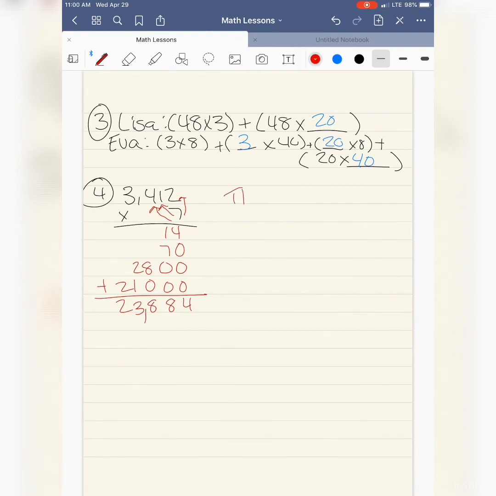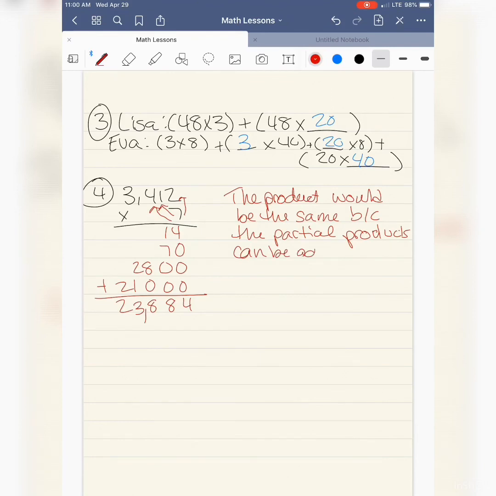But the product would be the same because the place value doesn't change. Place value absolutely matters, but it doesn't change. And we know that we can add any numbers in any order. So, B would be the correct answer. The product would be the same because the sum of the partial products can be added in any order.